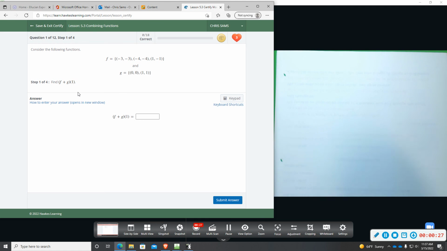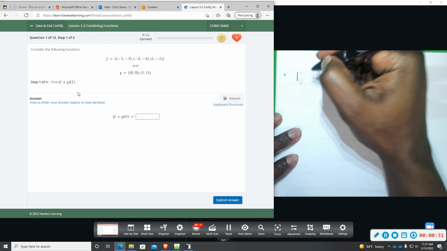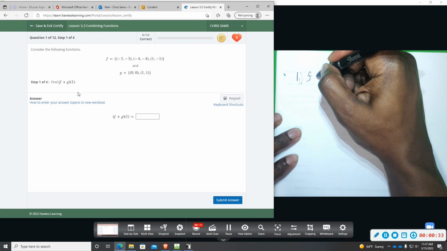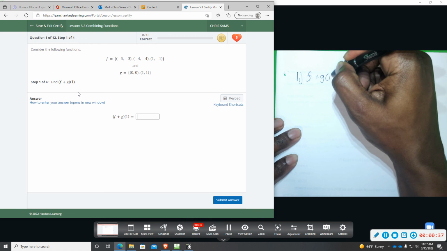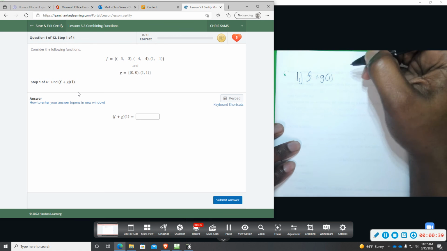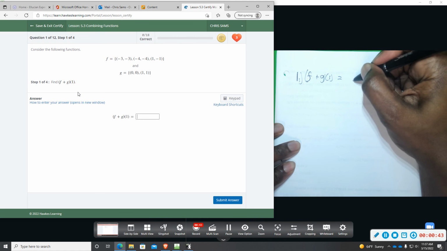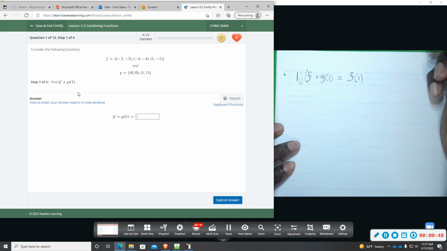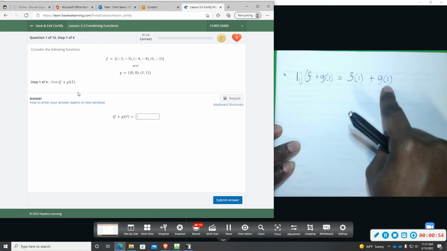So let me show you what that means. f plus g of 1. So what that means is we're going to take the f equation and plug in a 1 for the x value and get the y output. And then we're going to do the same thing for the g equation. We're going to plug in a 1 and get the y output.